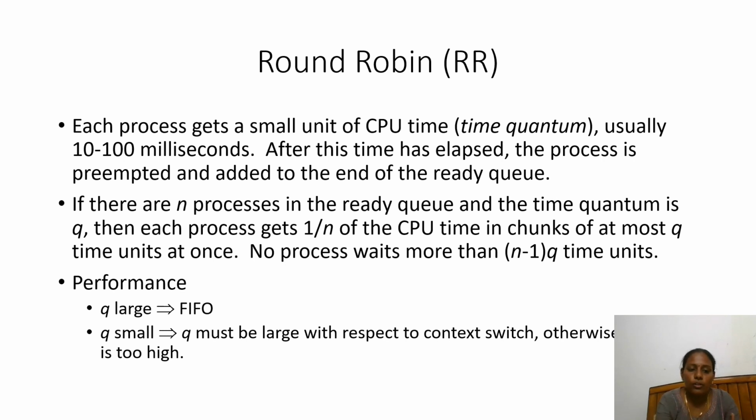In chunks of at most q time units at once. No process waits more than n minus 1 times q time units. So this is the round robin.